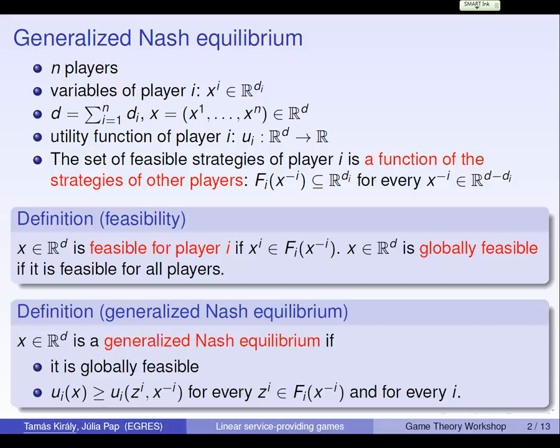And generalized Nash equilibrium is basically the usual definition of Nash equilibrium. So the solution should be globally feasible, and a player should not be able to change to another strategy to increase its utility. But now we are interested in strategy changes which stay in the feasible set of the player. So the difference from global constraints is that it's not that there is a global constraint which all strategies must satisfy, but these constraints depend on the player.